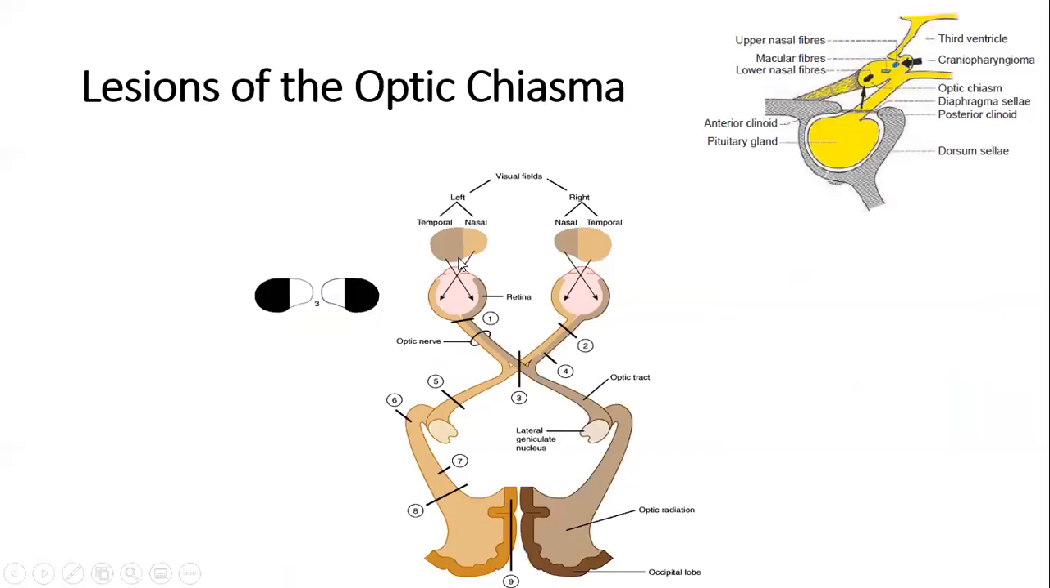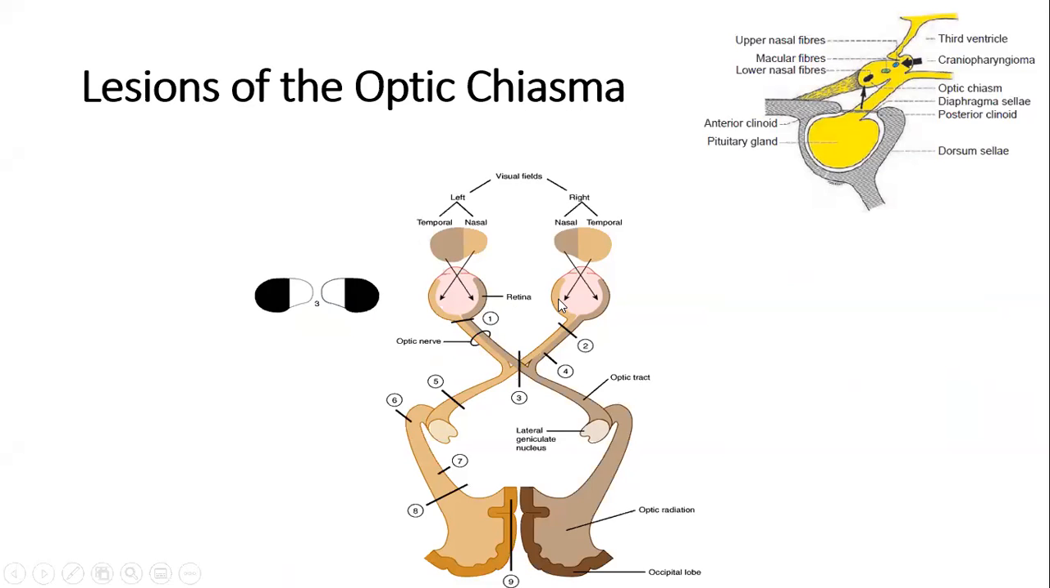Then we'll go to a complete compression of the optic chiasma. Optic chiasmal compression does not happen overnight. It is usually due to compression by an enlarged pituitary gland, craniopharyngioma, or a meningioma. The nasal crossing happens in the optic chiasma. So when there is compression of the optic chiasma, what happens? Both sides nasal fibers are going to get affected.